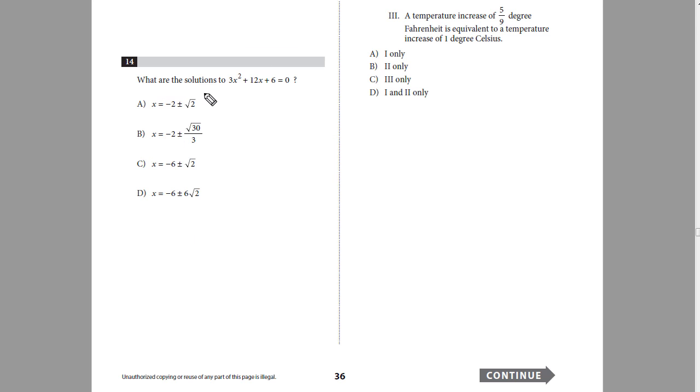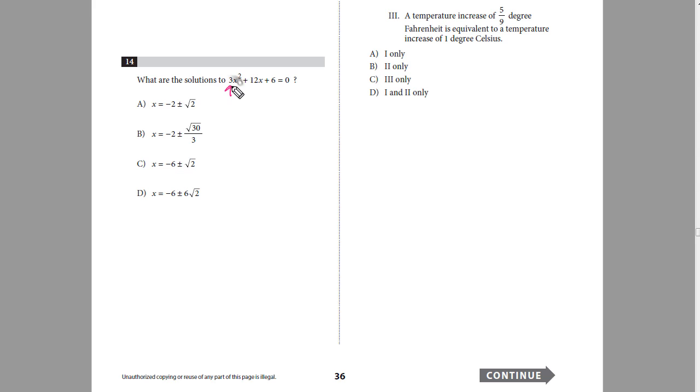Question number 14. What are the solutions to 3x squared plus 12x plus 6 is equal to 0? So by looking at the options, I have just observed that I cannot make the factors of this equation and solve it by simple factorization. So I have decided to use the quadratic formula to solve this one.